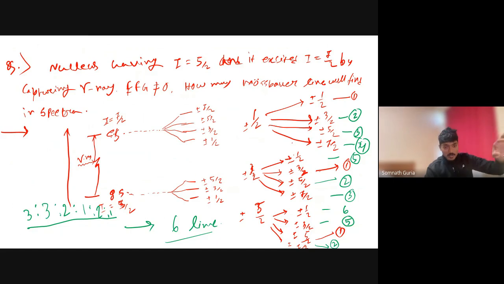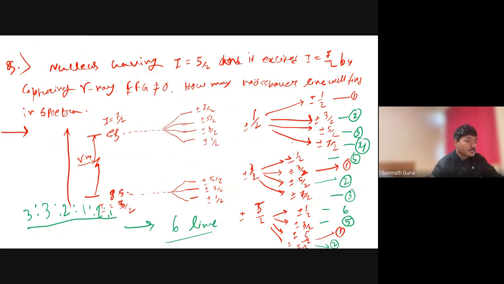numbering. So it will depend on the energy: if more energy is required than my initial energy, that will come into the end, at the most positive direction. Okay, that's all. And from it, for any nuclei, you can calculate how many Mossbauer lines will be present, depending on the I value of the ground state.